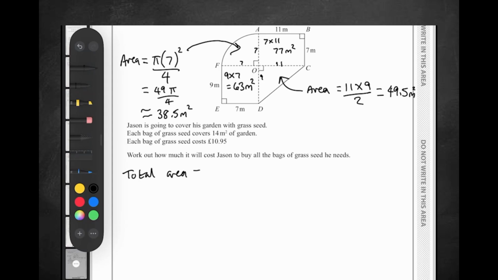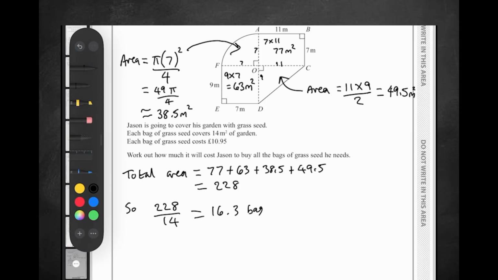Total area equals 77 plus 63 plus 38.5 plus 49.5, which comes to 228. So 228 divided by 14 equals 16.3 bags. Therefore, Jason needs 17 bags, as he can't get 0.3 of a bag.